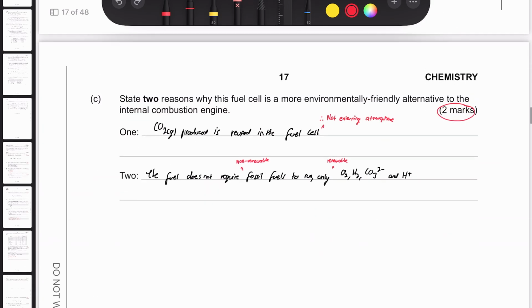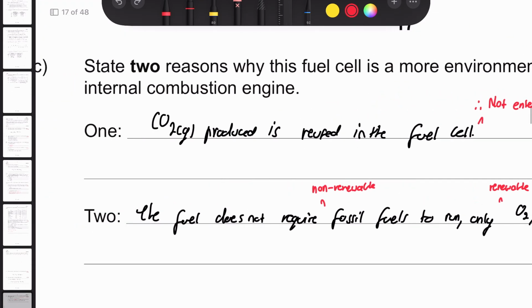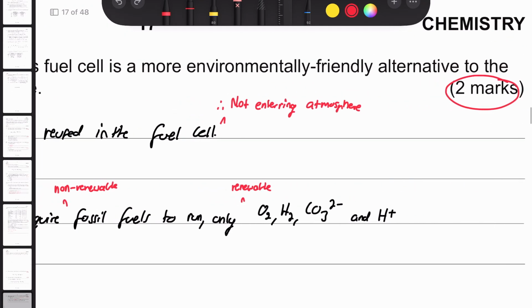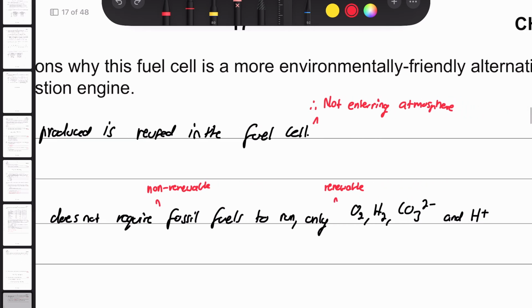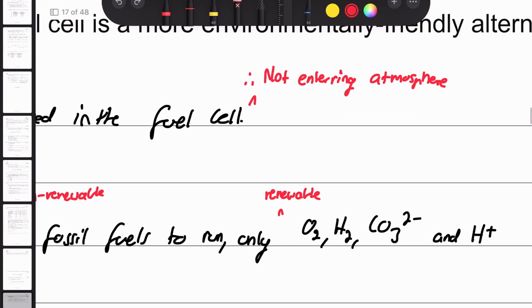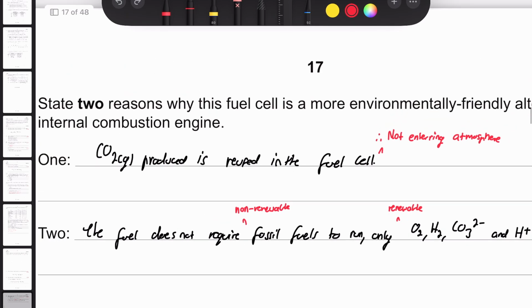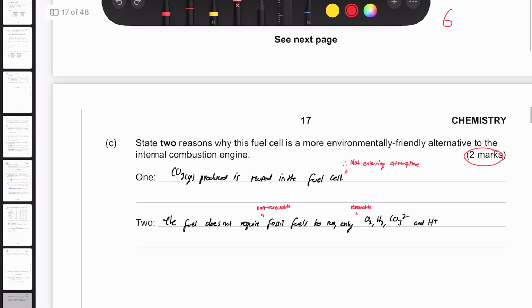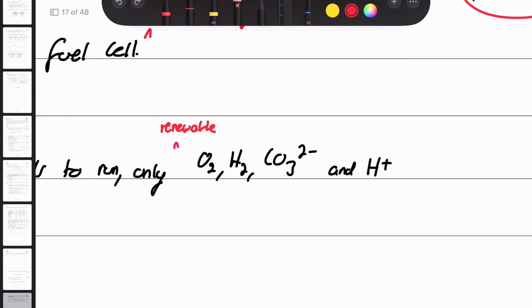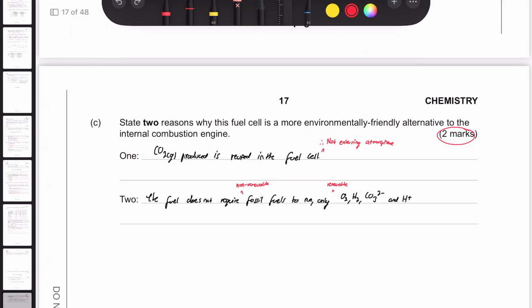And here, 4 marks. Could have used a bit better wording if I wanted to be exactly like the marking key. I could have said that it prevents CO2 from entering the atmosphere, and I could have said that fossil fuels are non-renewable, but that it runs on renewable fuel like O2 and H2. So it doesn't really run on these. Those are in the solution, but you don't need to constantly supply them.